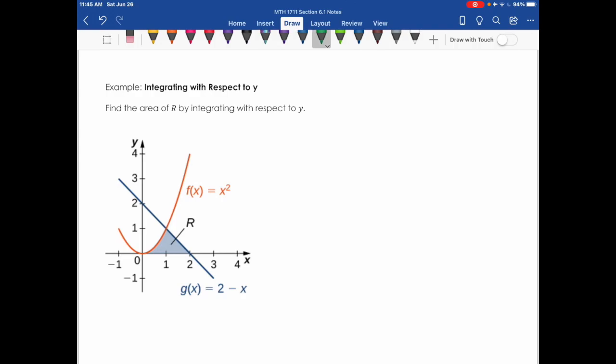So let's walk through this example. This is the example that we just went over when we broke it up into two areas, right? When we did this example, we had the green area here, and then we had the pink area here, and we split it up into two separate areas. And when we did that, we got a total area of 5/6 units squared. Now we're going to use a different method and show you how we can get the same answer, but we're going to do it in one integral with respect to y.